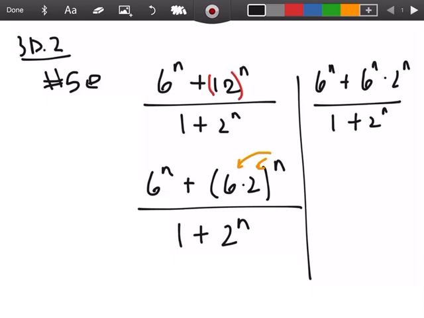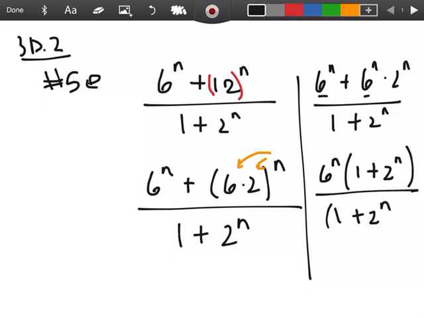Now I can pull a 6 to the nth out up on top. See, there's one on both sides. I can factor it out. 6 to the nth times 1 plus 2 to the nth. Oh, look at that. Oh, 1 plus 2 to the nth on the bottom. I'm going to put them in parentheses just so we can see it. So make sure you're good on that.